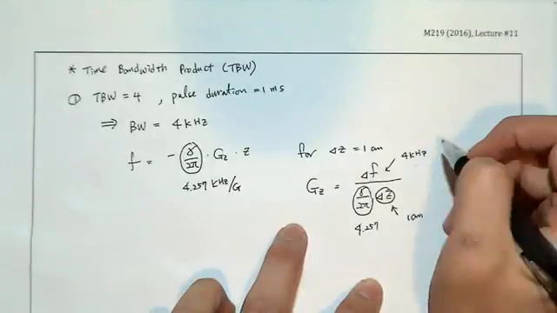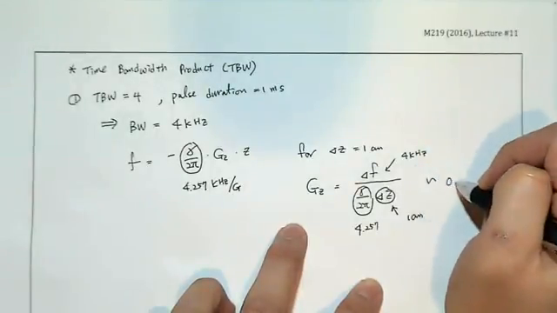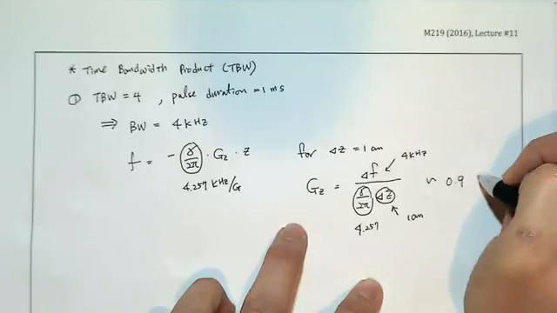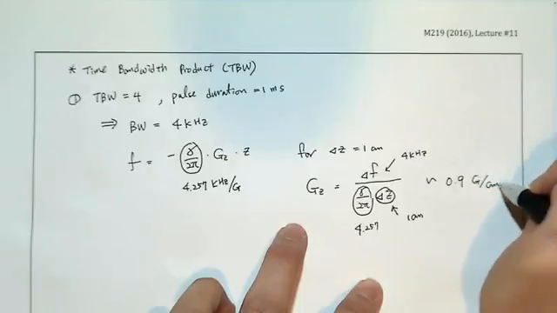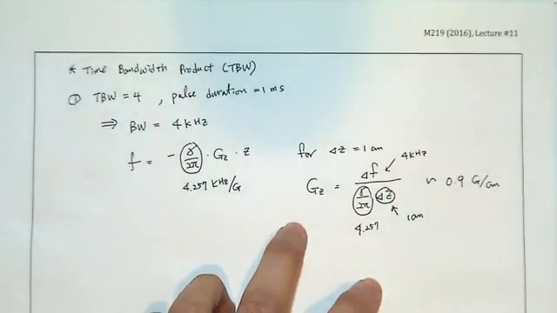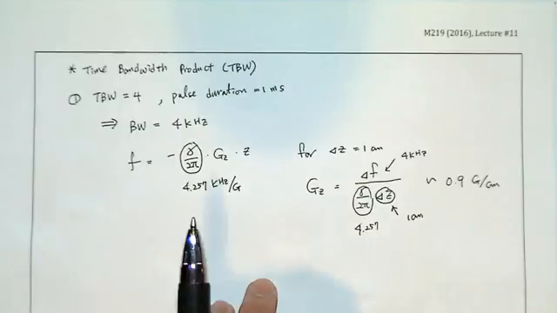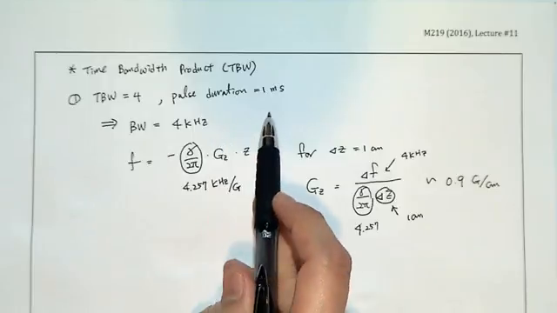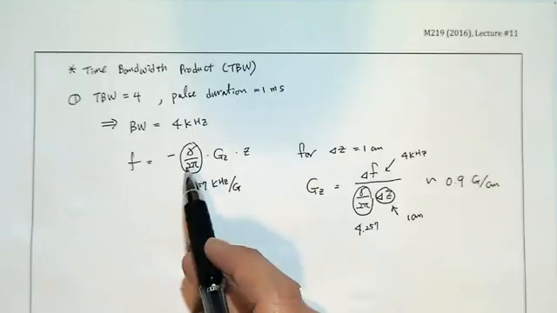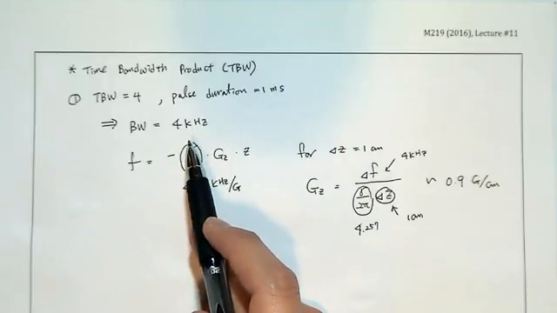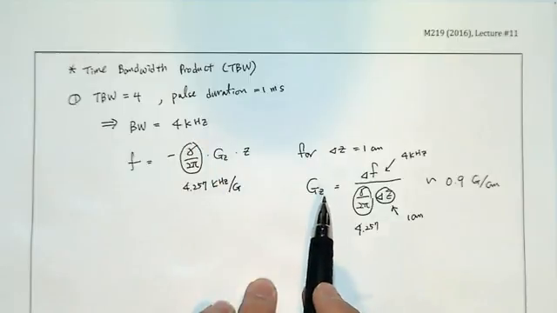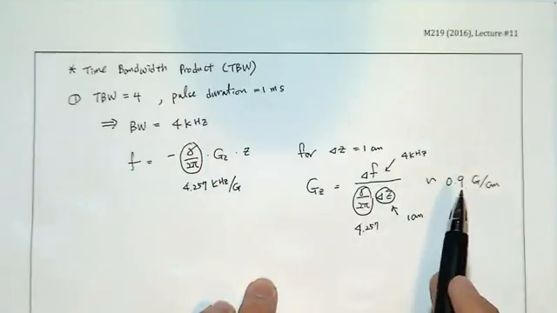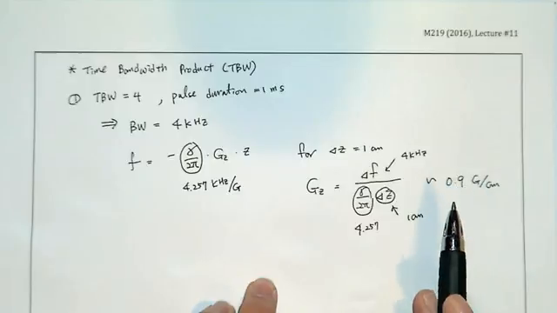Okay? So you can actually calculate using a calculator, but this is 0.9 Gauss per centimeter. So what it says is actually, if you're using a time bandwidth product 4, and the pulse duration is 1 millisecond, that means the bandwidth should be 4 kilohertz, and the required gradient amplitude should be around 1 Gauss per centimeter, or 0.9 Gauss per centimeter.